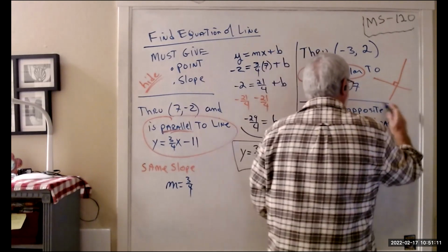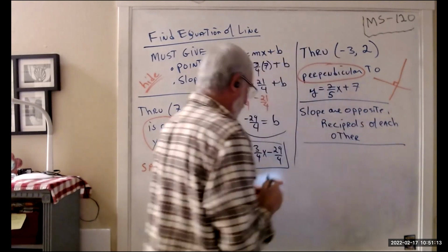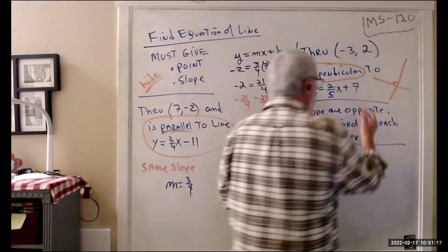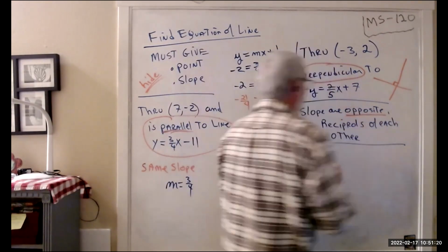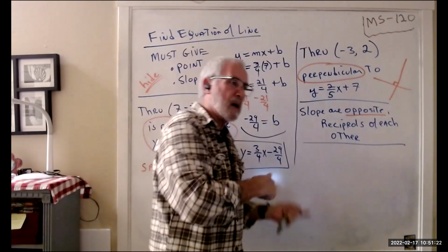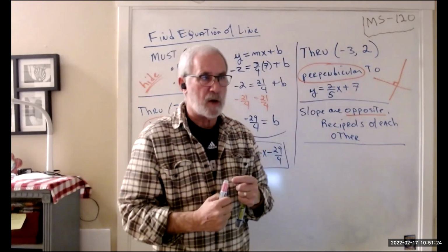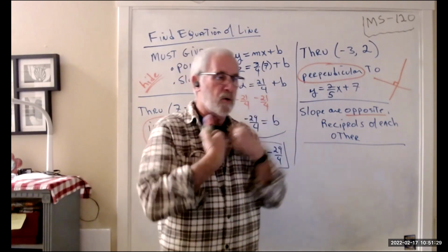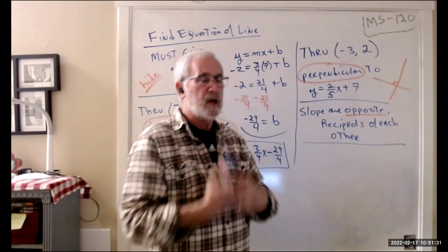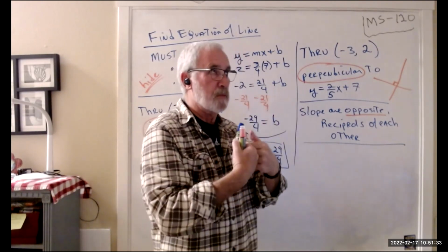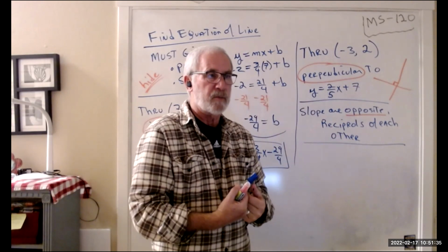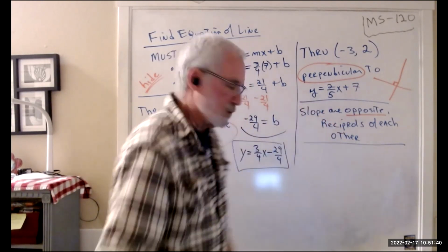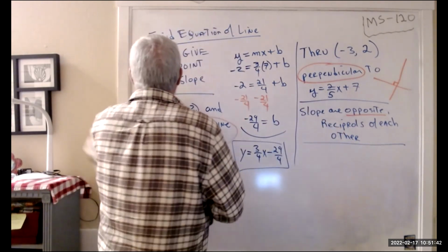Now I'll explain what that means. There are two things here. Opposite. Opposite means one of them is positive, one of them is negative. That's what the word opposite means. So if my first slope is positive, its perpendicular will be negative. And the reciprocal means flip it over. So let me give you some quickie examples here.